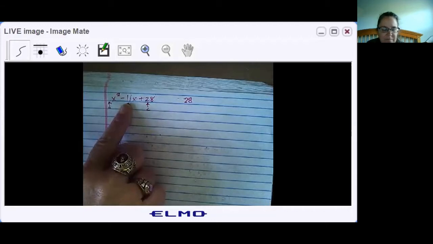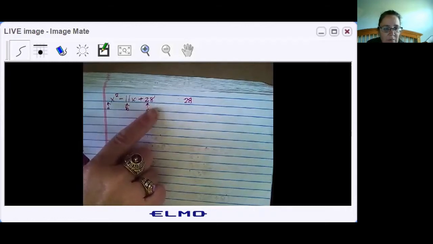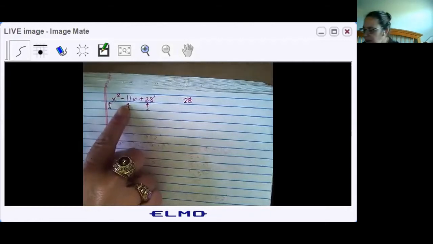Well, adding and subtracting are pretty much the same thing. I know it doesn't sound like it, but it is, because subtracting is just adding opposites. But you know, that's a whole other video. So let's look at this. We want sets of numbers that multiply to 28. Once we have that, we want a set of numbers that will add or subtract to give me negative 11.